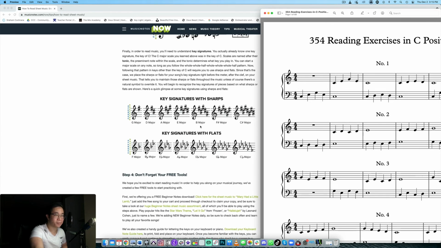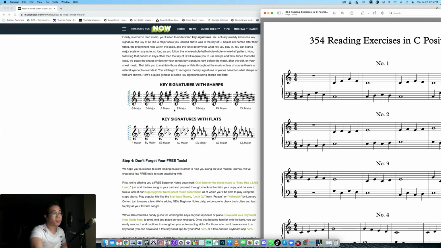That's a lot of information there. All right, we're almost there. Let's talk about key signatures really quickly. So these are basically a collection of sharps or flats that you see at the beginning of a piece of music. Usually every single line will have these.